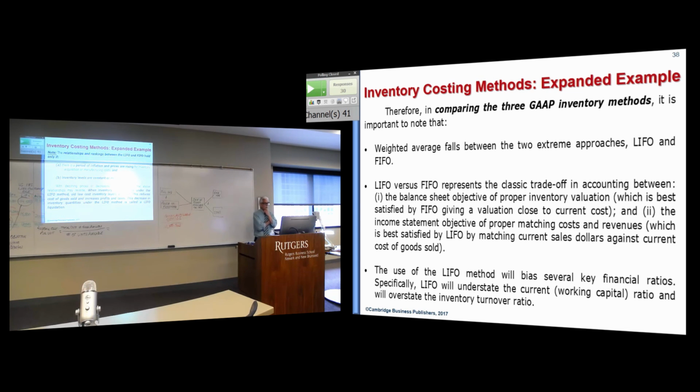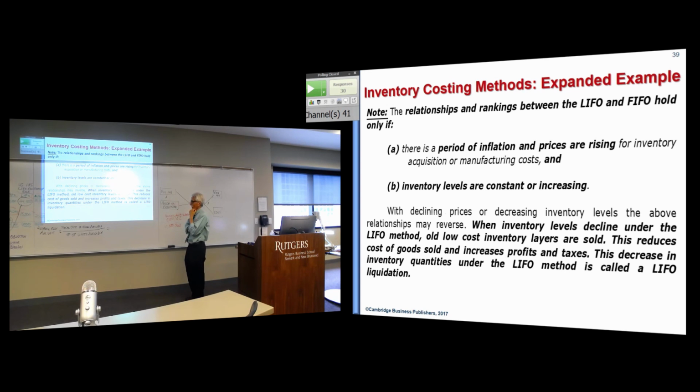Now, just a couple of notes, or warnings. If you use LIFO, the rankings and relationships only hold if prices are rising and inventory levels are constant or increasing. If prices decline, I think you understand that LIFO benefits are reversed and FIFO becomes more beneficial. Well, what about declining inventory? So let's go back to our base example.